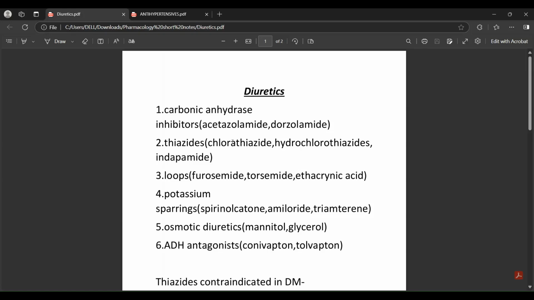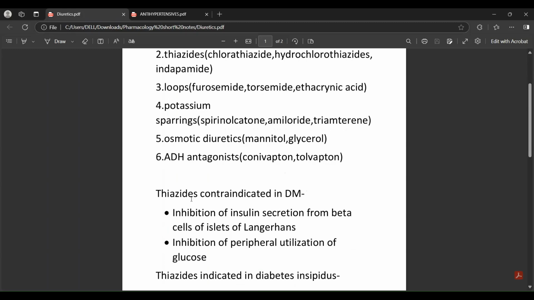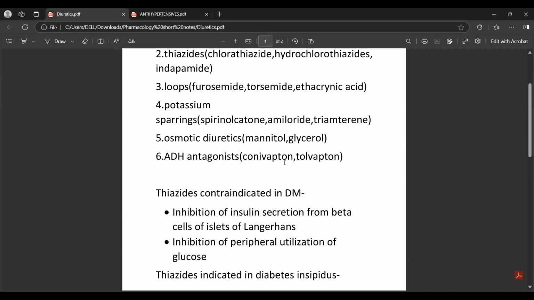Thiazides: there are chlorothiazide and hydrochlorothiazide. So thiazides end with "-thiazide", mainly chlorothiazide and hydrochlorothiazide. Then the loops: furosemide, torsemide, ethacrynic acid. Potassium sparings: spironolactone, amiloride, and triamterene. Osmotic diuretics: mannitol and glycerol. And there are also ADH antagonists, conivaptan and tolvaptan.